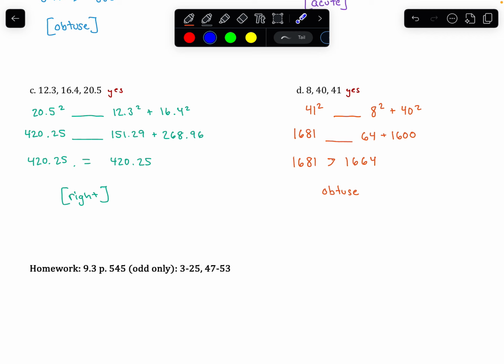Now, for my geometry students, your homework is going to be out of the book. It's going to be on page 545. You're going to do the odds, 3 through 25, and then 47 through 53.